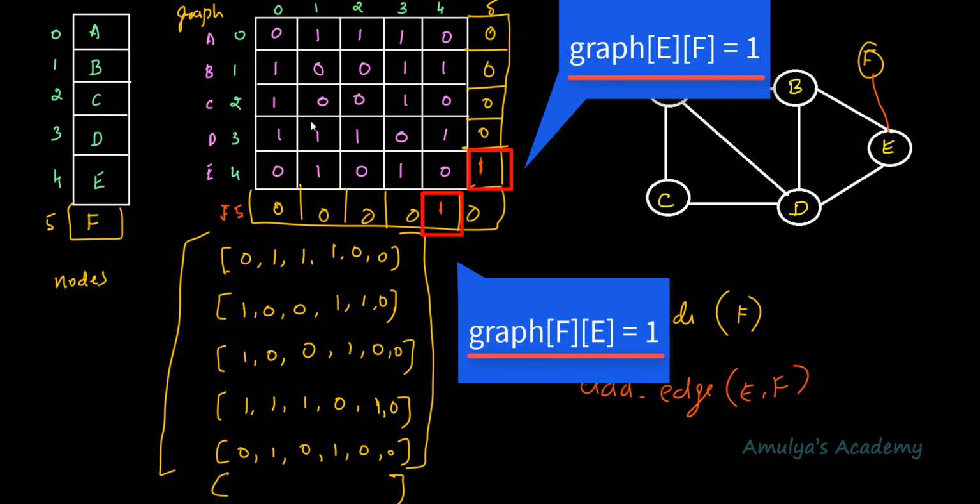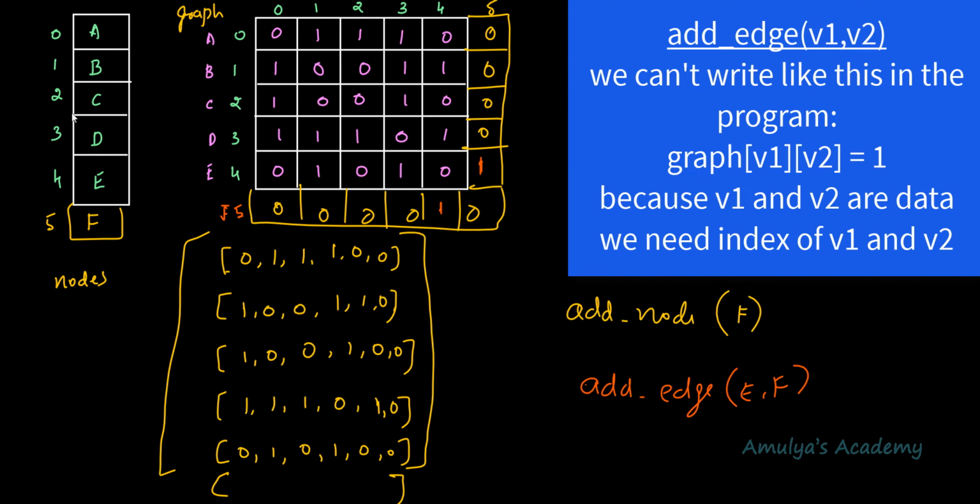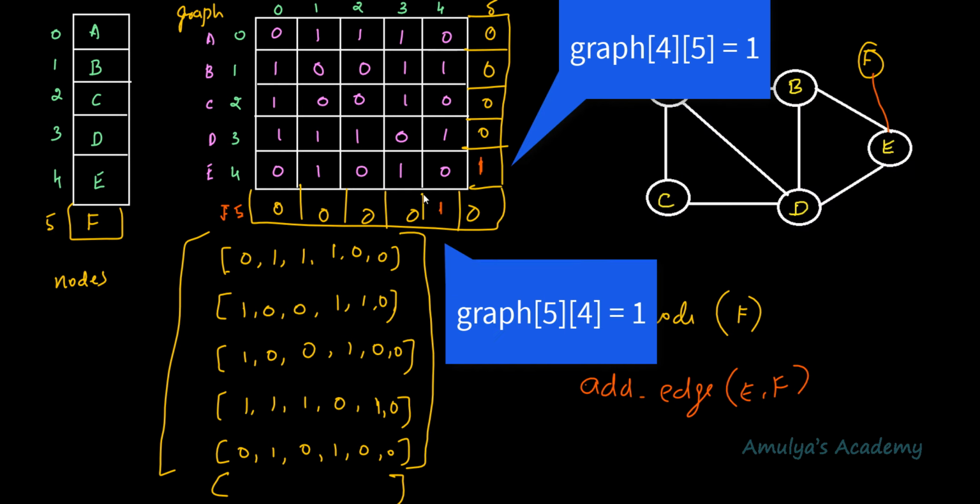So now what we need is the index of V1 and the index of V2. Here you can see this is the list. Here the index of E is 4, index of F is 5. And here this position is nothing but graph of 4th row, 5th column. This position is nothing but 5th row, 4th column, right?